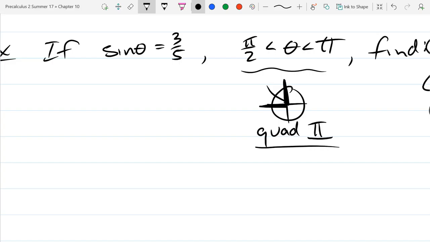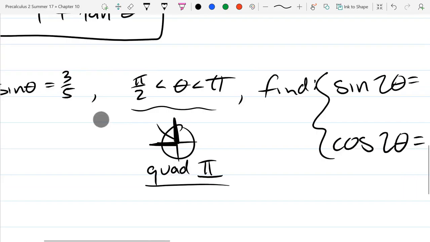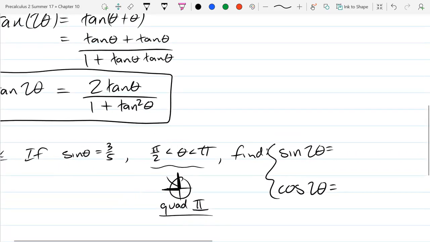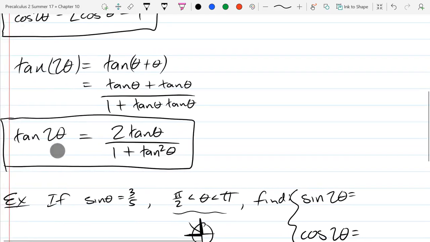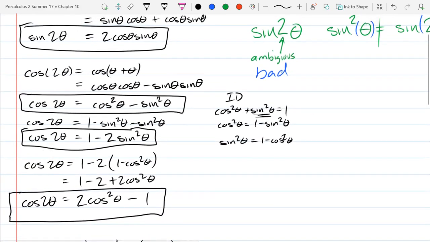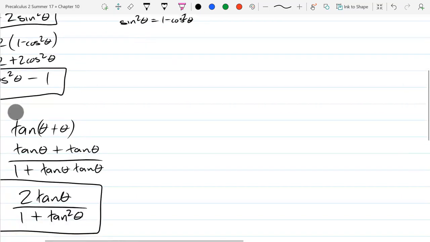I need to figure out what is theta. There's a few ways to do this. Oh, we don't need to know what theta is. We need to know what is sine of 2 theta and cos of 2 theta. Nowhere in this problem does it say what is theta. We just got done writing all these double angle formulas down. There's only one choice for sine 2 theta. It's right at the top of the screen: 2 cos theta sine theta.